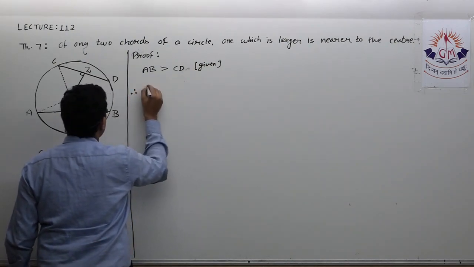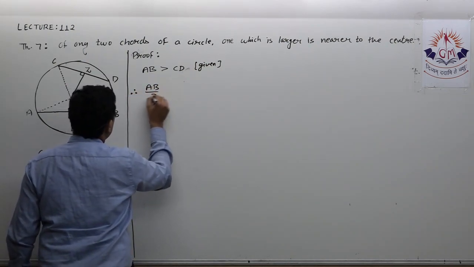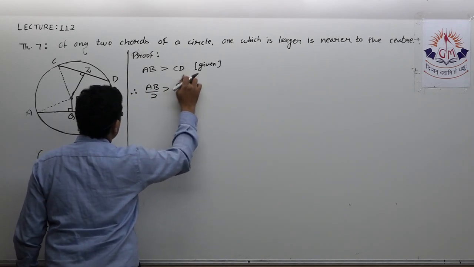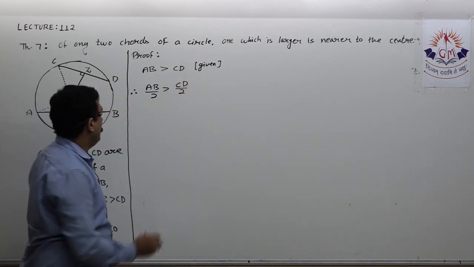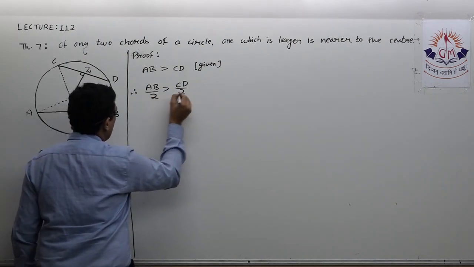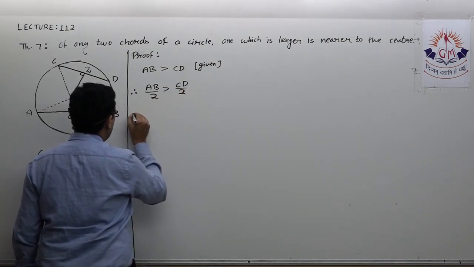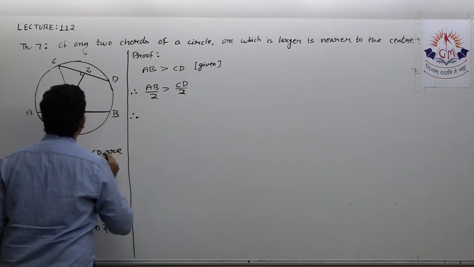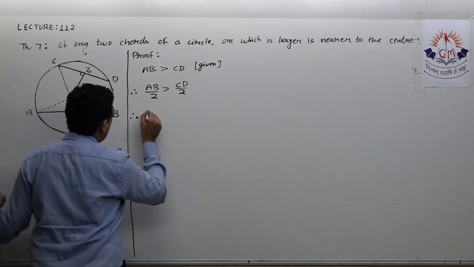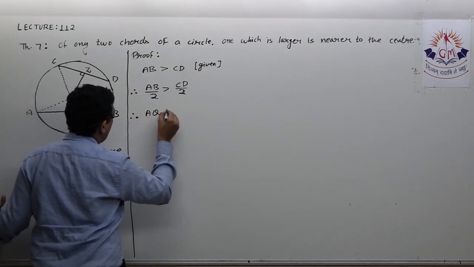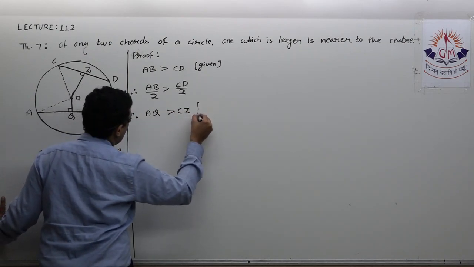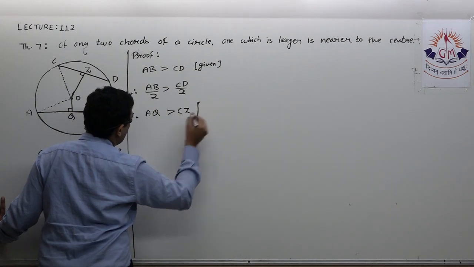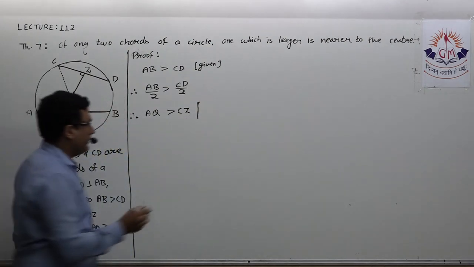Therefore, can I write AB by 2 is greater than CD by 2, isn't it? If AB is greater than CD, obviously half of AB will be greater than half of CD. Now half of AB is actually AQ and half of CD is actually CZ. Reason: perpendicular from the center to the chord bisects the chord.